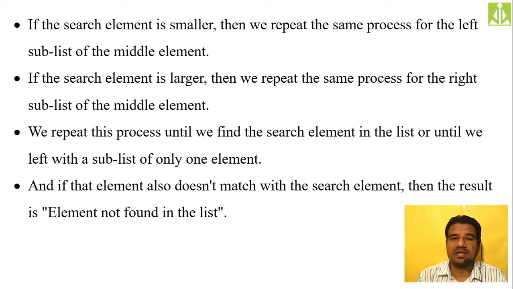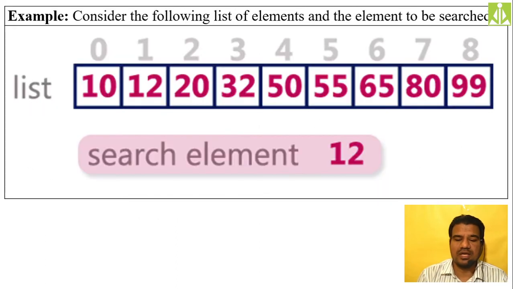And where do we stop this searching process? When your list has only one element, or we can also say if the first value goes beyond the last value. If the first value exceeds the last index value, then ultimately we have to stop the searching process. So over here, let us assume this particular list. How many elements do we have here? Total 9 elements.